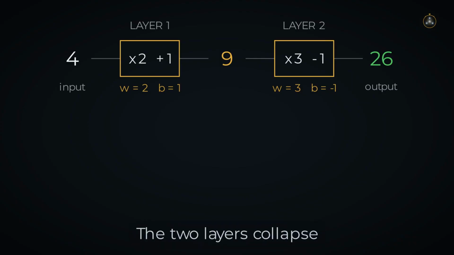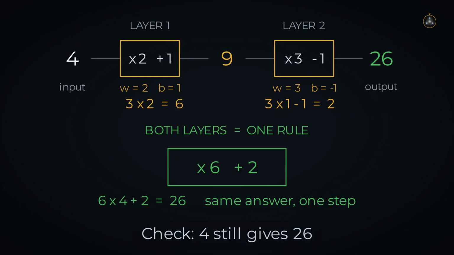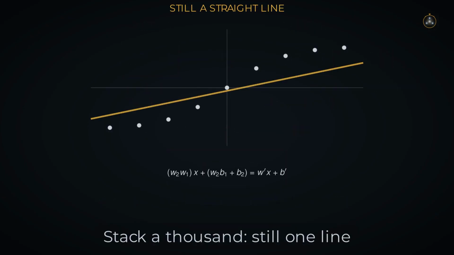Now watch closely as we fold the two layers together. There. The whole thing just became one simple rule. And it checks out. The single rule lands on the exact same answer. So those two layers, they bought us nothing. Stack 10, stack 1,000. They always collapse back to one line. A line fed into a line is still a line, no matter how deep you go. That's the problem we have to fix.